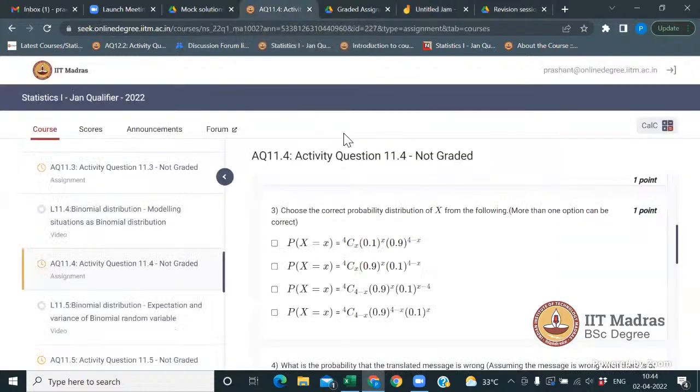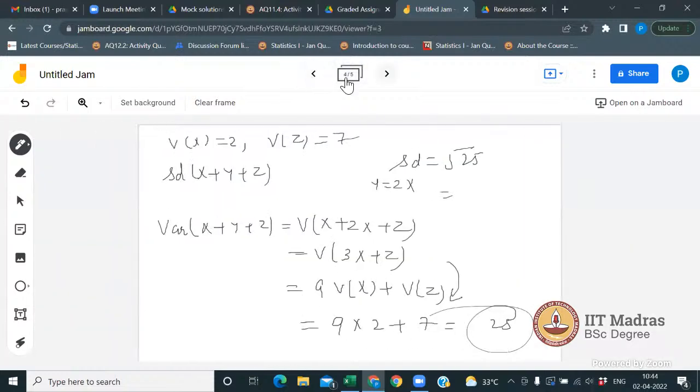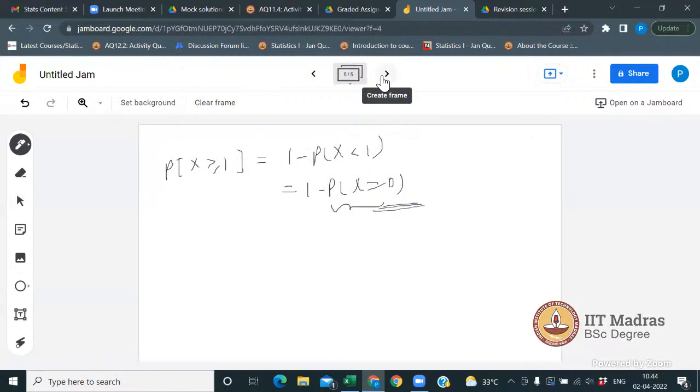Anybody, anything else? You can ask. Sir, this formula you have given for uniform and exponential. What are the expectation and variance for the other discrete distributions, do we have those also, sir? Yeah, you can take it from the video also. Okay, sir.